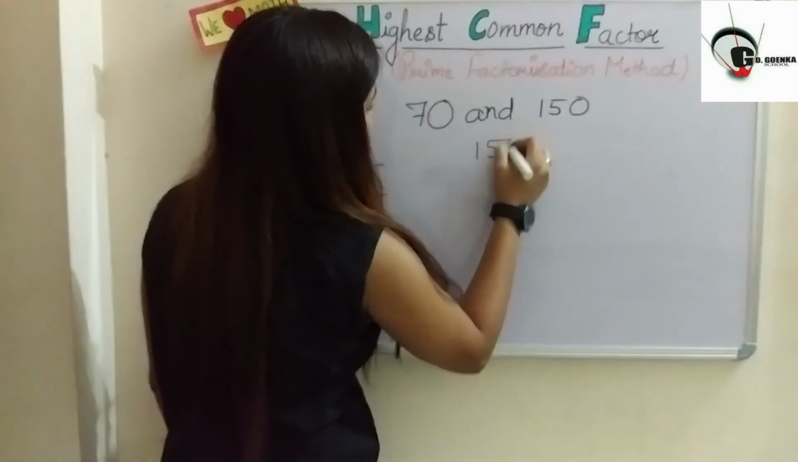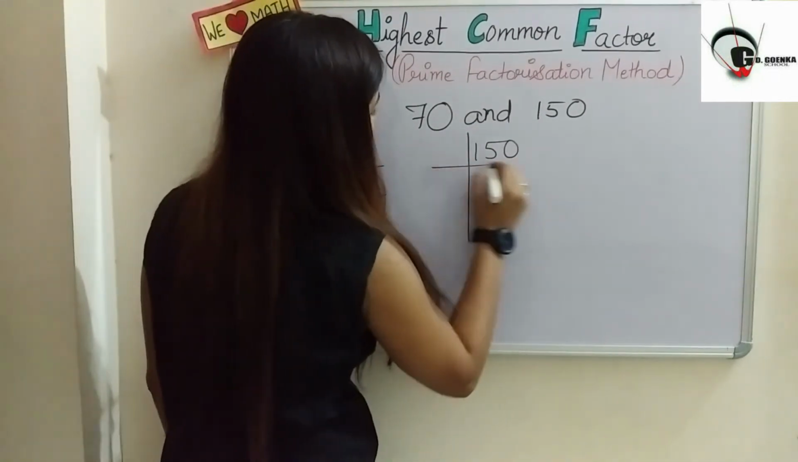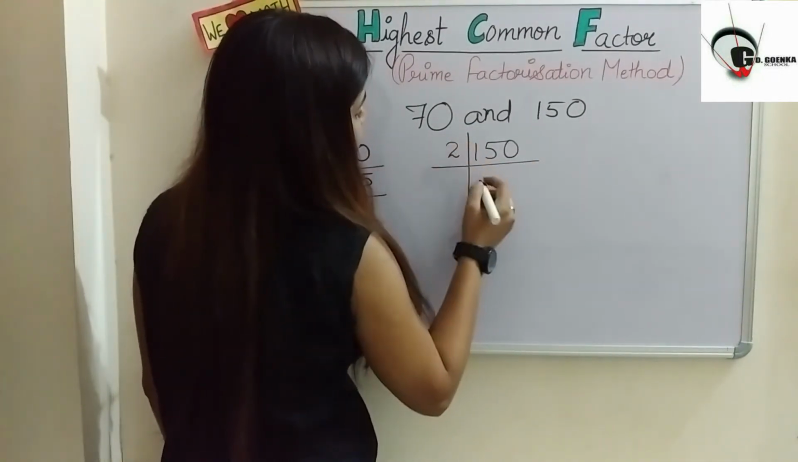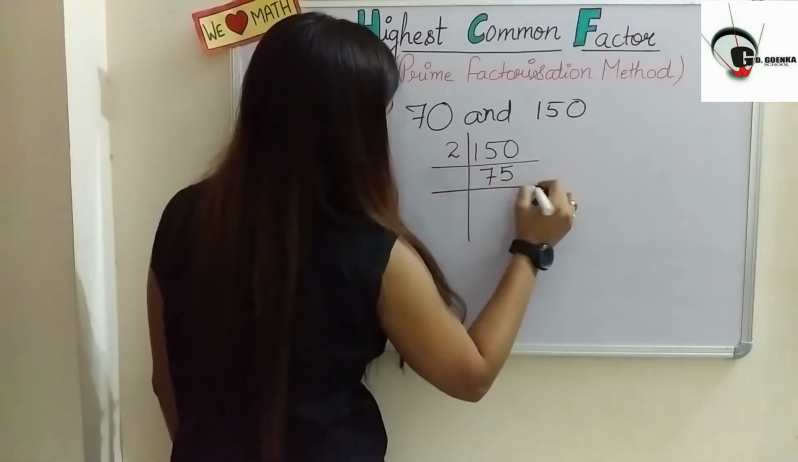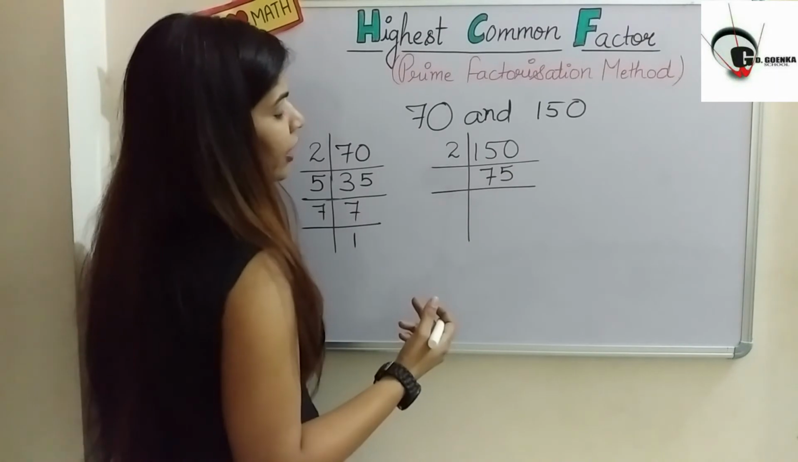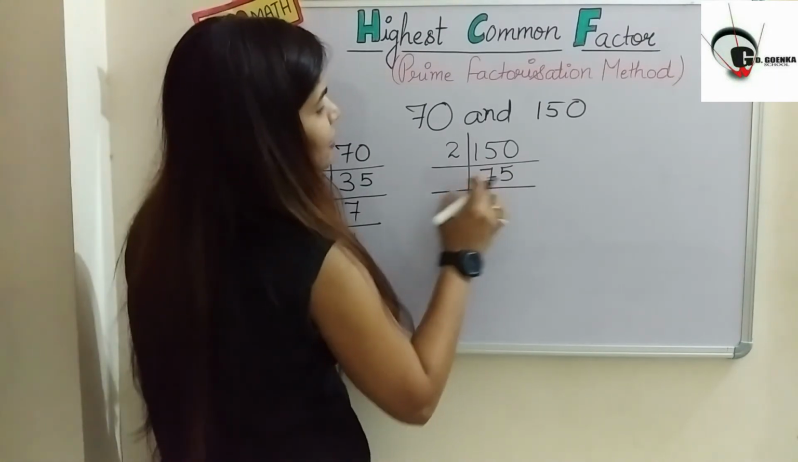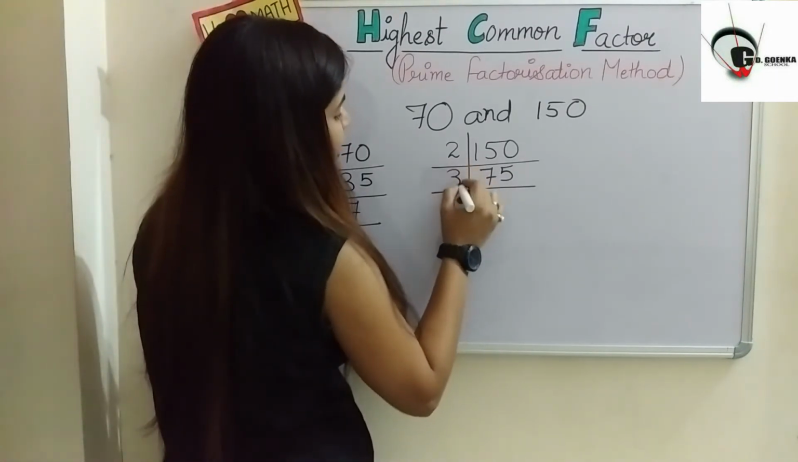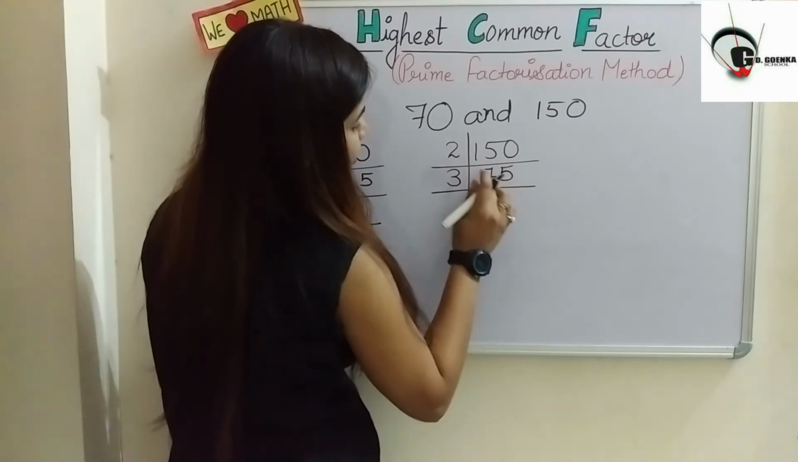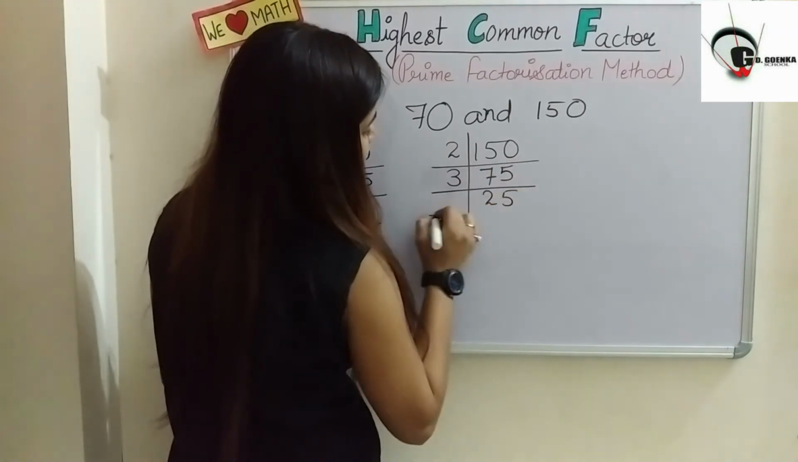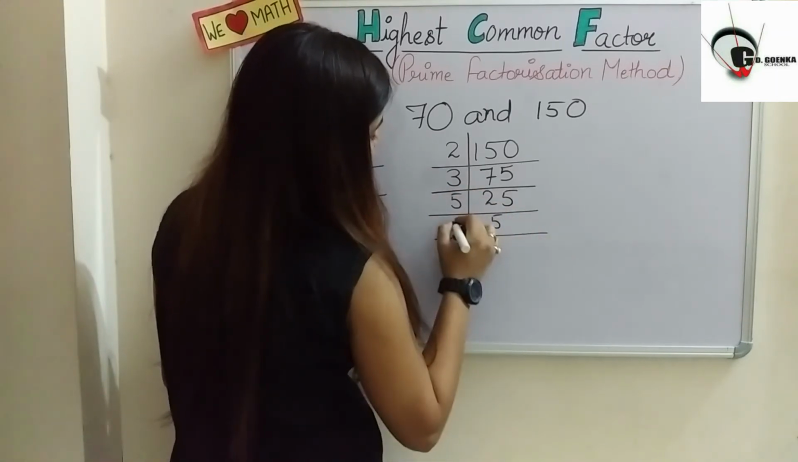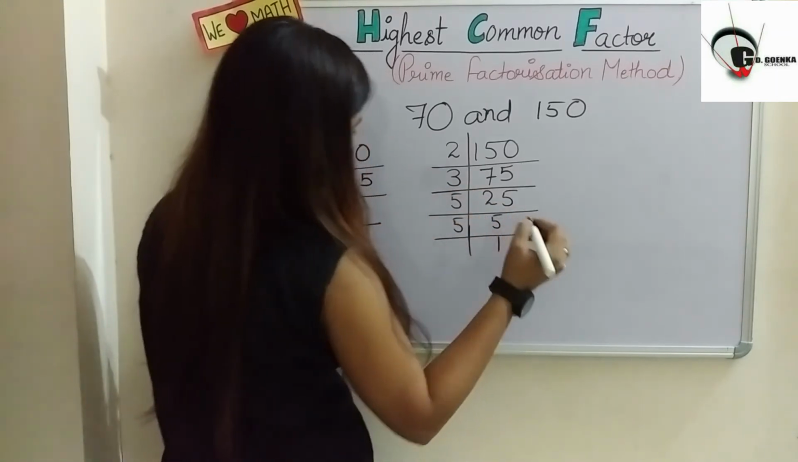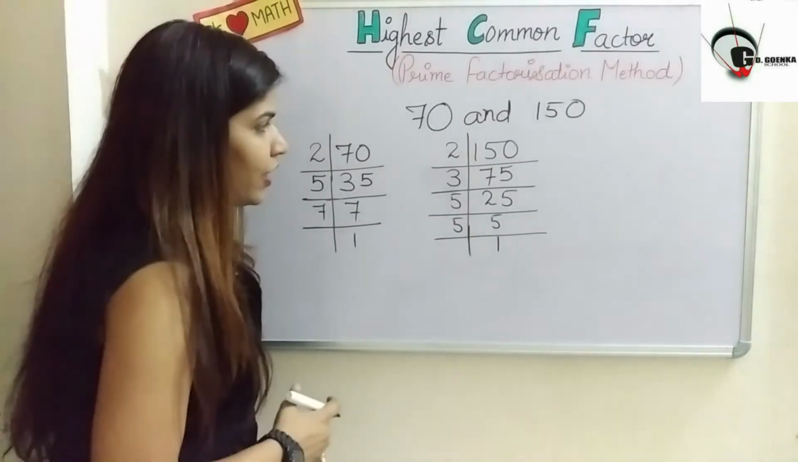Now let us do it with 150. So 2 75s are 150. Again it won't go with 2 because 75 is an odd number now. And 7 plus 5 is 12. Yes, it will go with 3. 3 25s are 75. Now 5 5s are 25 and 5 1s are 5. So this is the prime factorization of 150.